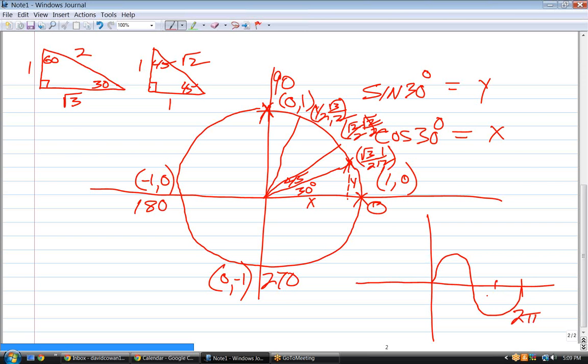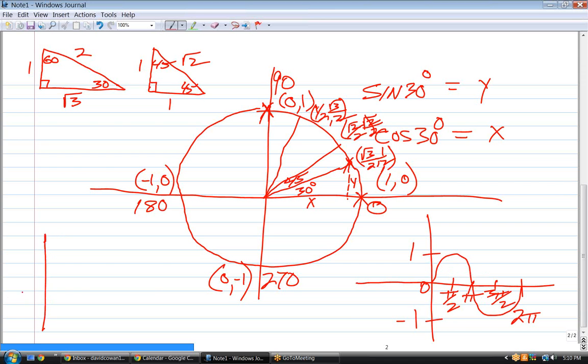2 pi, 3 pi over 2, pi, pi over 2, and 0. Goes up to 1, goes down to negative 1. Notice that I could also figure out the sine and cosine from knowing the curve.